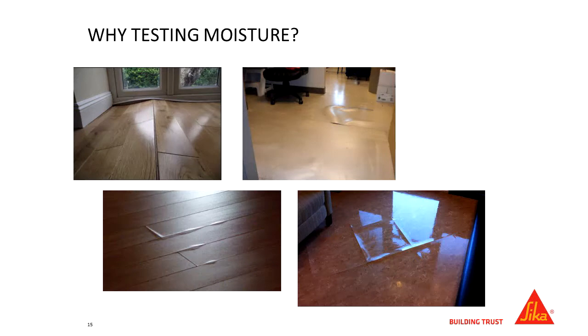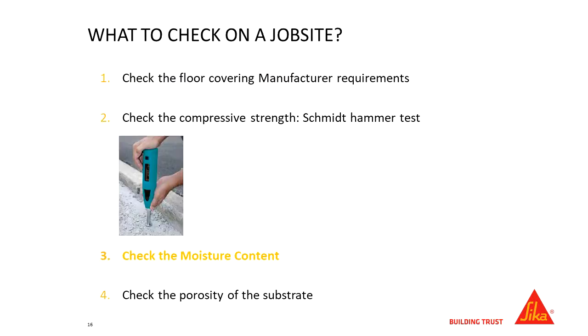You see some peeling edges there of some LVT where it starts to delaminate. And then the last one there, you see VCT tile where it's highly polished and that moisture has nowhere to go, so it causes the edges of that VCT to cup and create those deformities that you see there.